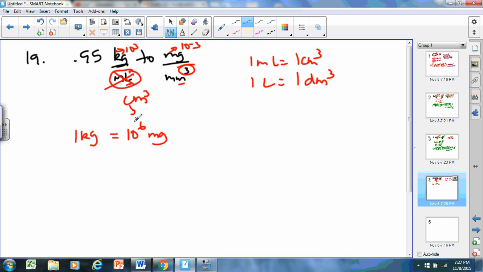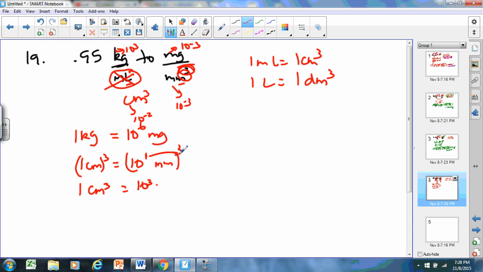Bottom, centi is 10 to the negative 2. Milli is 10 to the negative 3. How far is it on a number line from negative 2 to negative 3? 1. What's bigger? Negative 2. So 1 centimeter is 10 millimeters. But now these are cubes, so we can't forget that after we get this, we have to cube it. So 1 cubic centimeter equals 10 to the third, because 3 times 1 is 3, cubic millimeters.